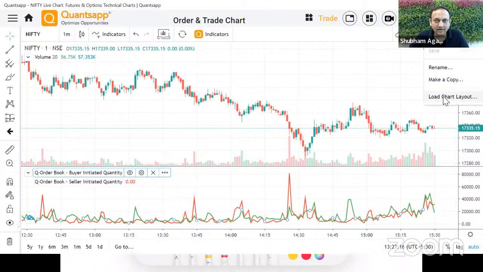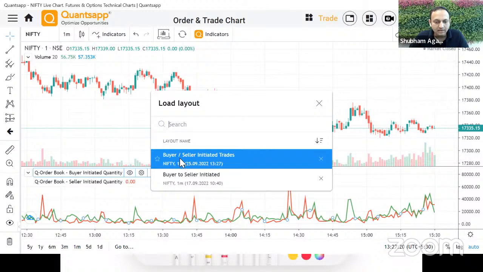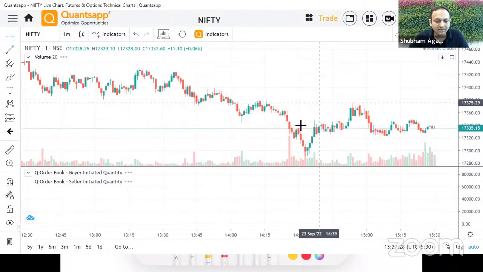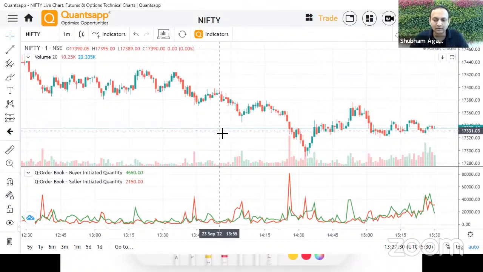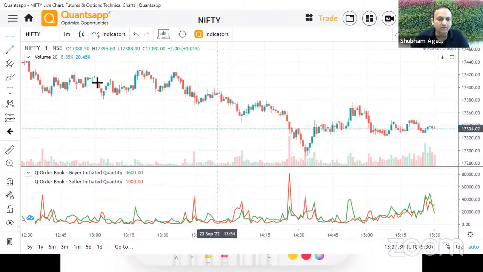So later on, whenever I want to retrieve it, I can go to load chart layout, and you can see that the buyer seller initiated indicator that I created is already saved, right? If I double click on this, the chart will again reload with the same settings that you have created. So you just have to do it one time, and then you can save it and load it back from there whenever you want.